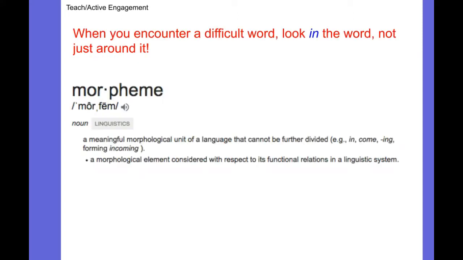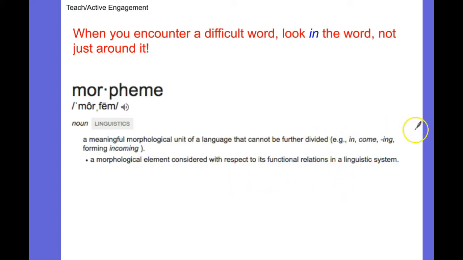So when you encounter a difficult word, we have to look in the word, not just around it. Last unit we talked about looking around it to look for definitions and clues. Now we're going to look in the word. And the morpheme is the most powerful unit, it's a meaningful unit of language that can't be divided.